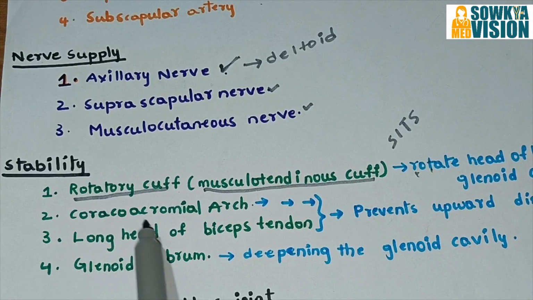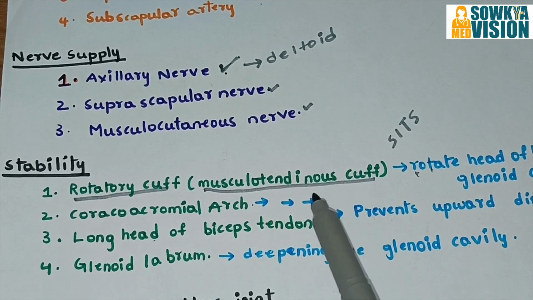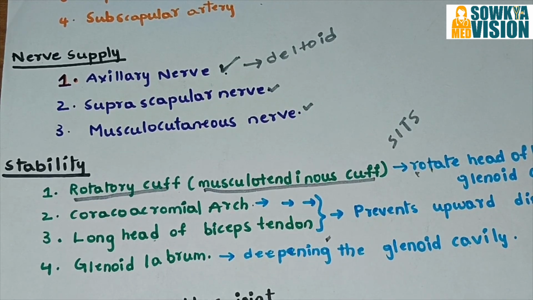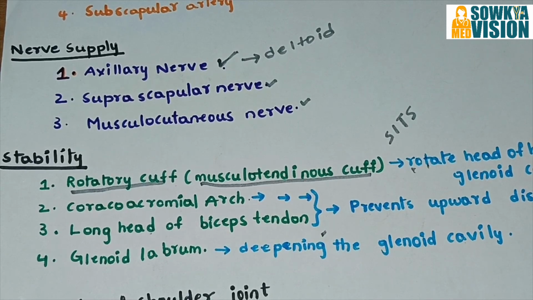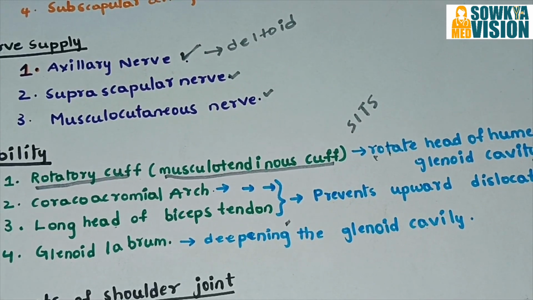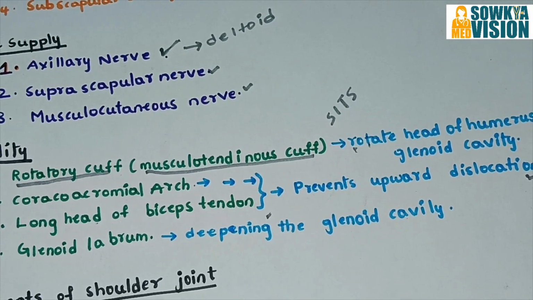Another one is the coracoacromial arch and the long head of biceps tendon. These two together prevent upward dislocation of the shoulder joint. What are they? Coracoacromial arch and long head of biceps. These together prevent upward dislocation of the shoulder joint.